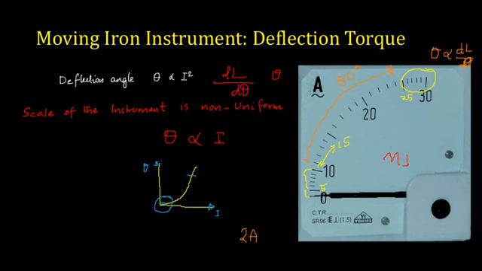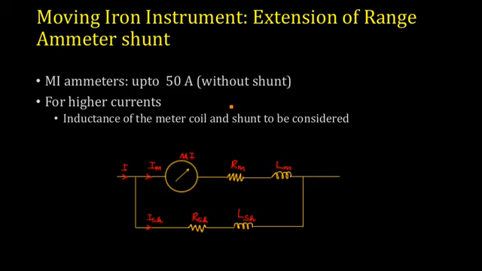Now you are able to measure currents up to 50 ampere without a shunt, because you have a fixed coil, and here your spring is not carrying any current, so you don't have any constraint on the current carried by the spring. The fixed coil carries the current, and you can measure up to 50 amperes even without a shunt. Again, if you are going for higher currents, you need to provide a shunt.